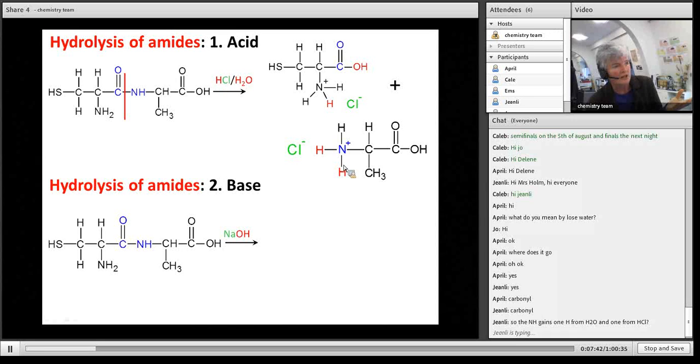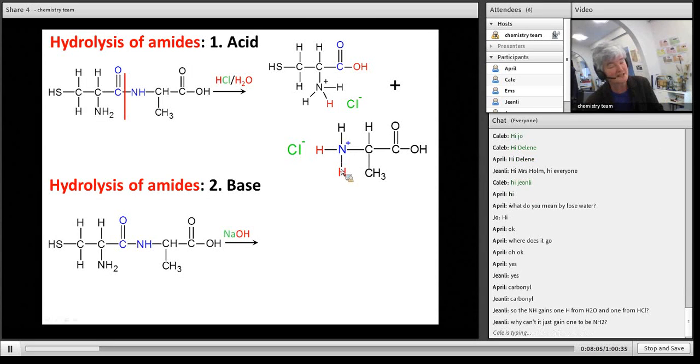We landed up with, why have I got two reds over here? That's supposed to have been a blue. Sorry, that NH over there is this NH. So one of these is supposed to be a blue.